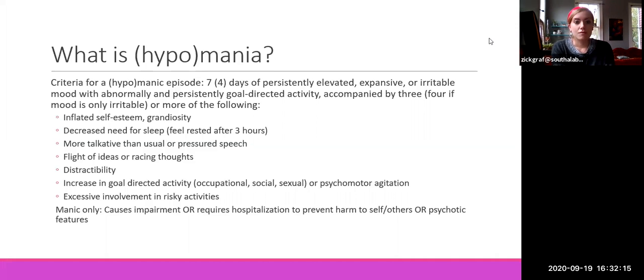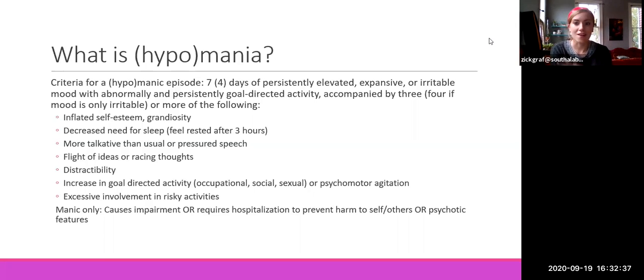So the real distinguishing difference between mania and hypomania is impairment. To meet criteria for a manic episode, you have to have 3 or 4 of these symptoms, these behaviors or experiences, plus those behaviors have to cause some kind of impairment, or it requires hospitalization.